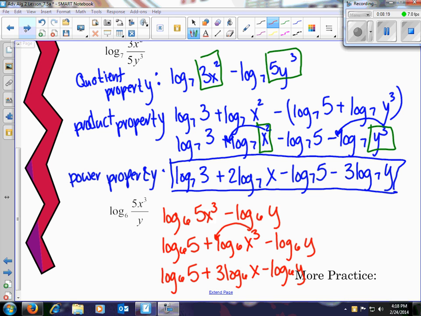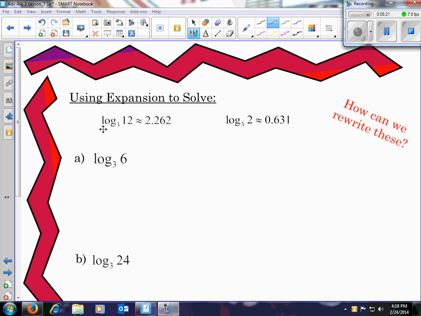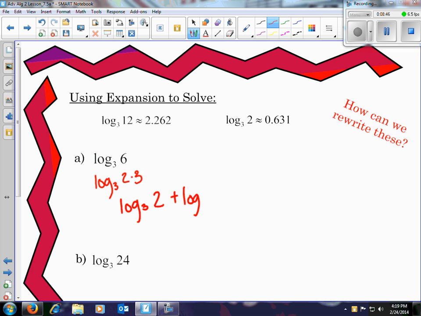Okay. Now the next thing is we are going to use these to solve. So I'm going to have log base 3 of 6. Now the thing that I can do is I can split or make this log base 3 of 2 times 3, because 2 times 3 is equal to 6. Then I can change this and make it log base 3 of 2 plus log base 3 of 3.